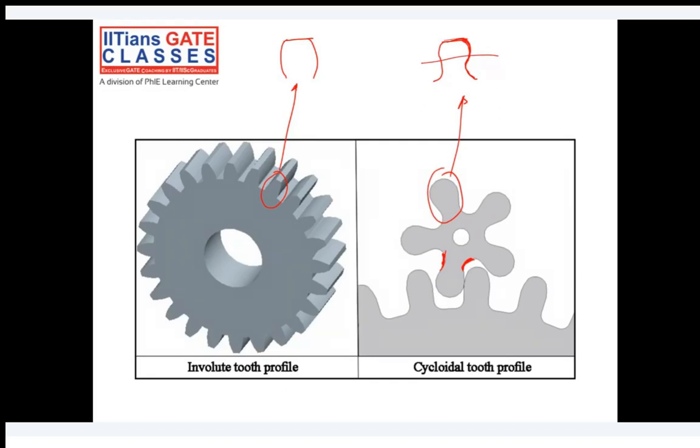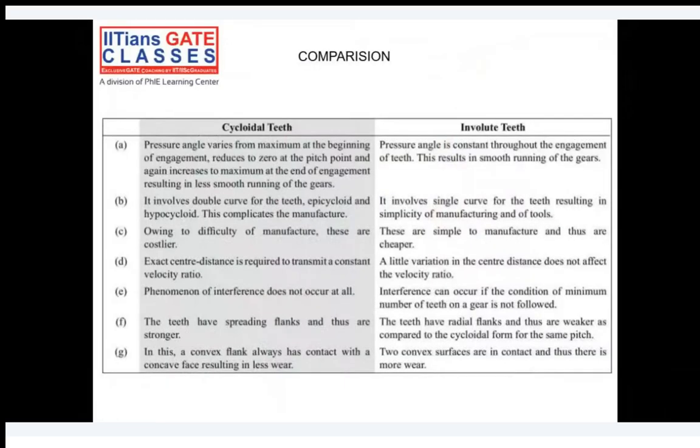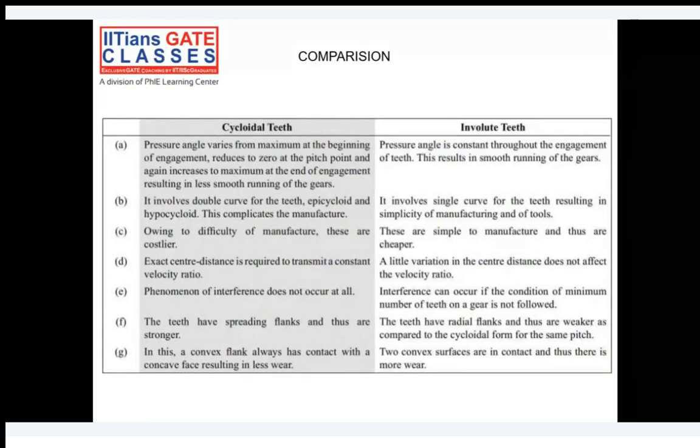So we understood how it basically looks and how we will generate it. Depending on that, we can now compare both cycloidal and involute profile teeth. The first comparison is pressure angle. You can clearly see, as I already told, pressure angle varies with profile.